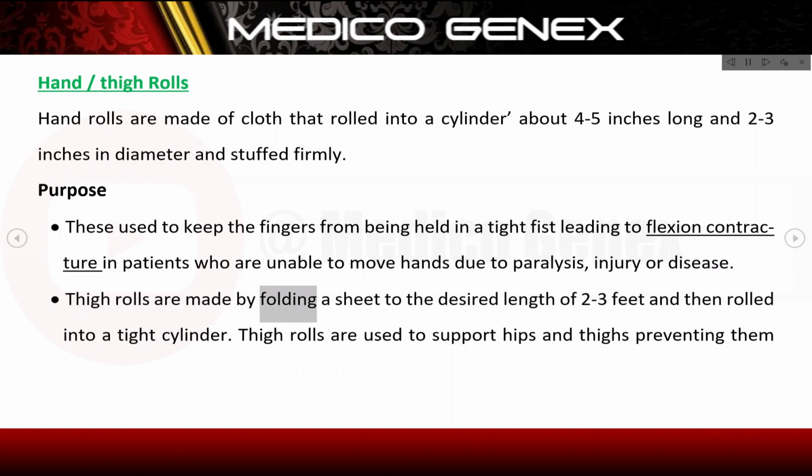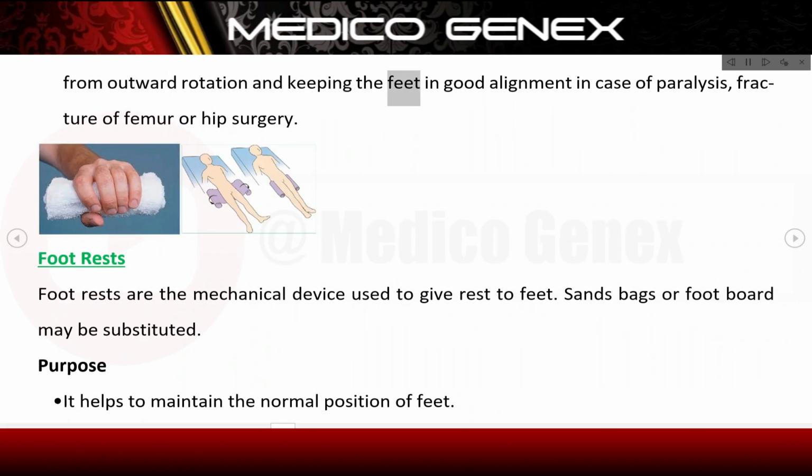Thigh rolls are made by folding a sheet to the desired length of 2 to 3 feet and then rolled into a tight cylinder. Thigh rolls are used to support hips and thighs, preventing them from outward rotation and keeping the feet in good alignment in case of paralysis, fracture of femur or hip surgery.